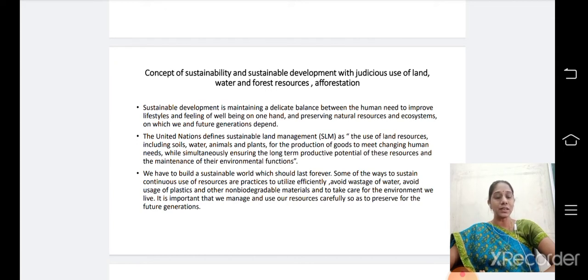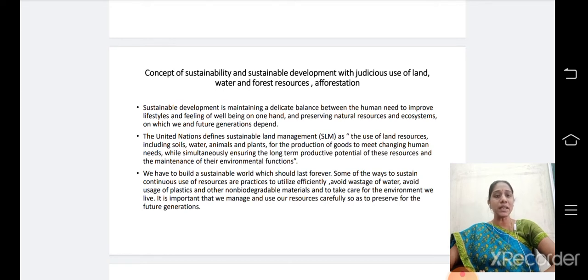So we must use them in a proper way, in a sustainable way, so that future generations will get all natural resources. We have to build a sustainable world which should last forever. Some of the ways to sustain continuous use of resources are practices to utilize efficiently, so avoid wastage of water and avoid usage of plastics and other non-biodegradable materials, and take care of the environment we live in. It is important that we manage and use our resources carefully so as to preserve them for the future generations.